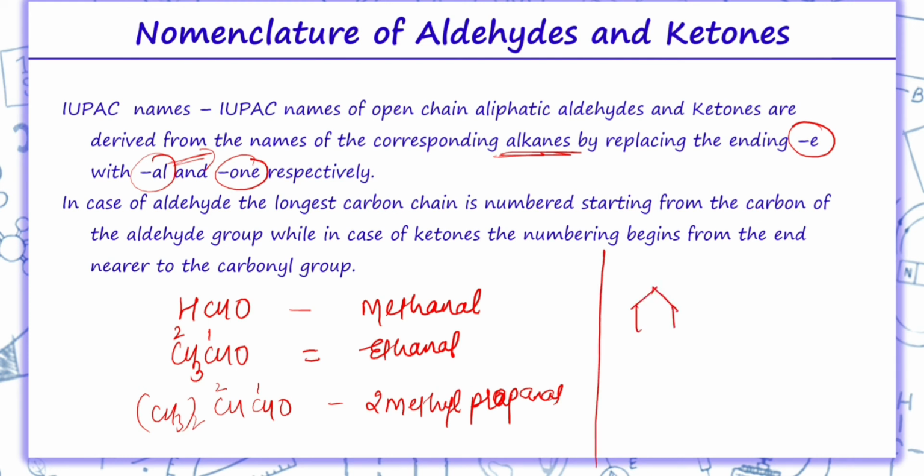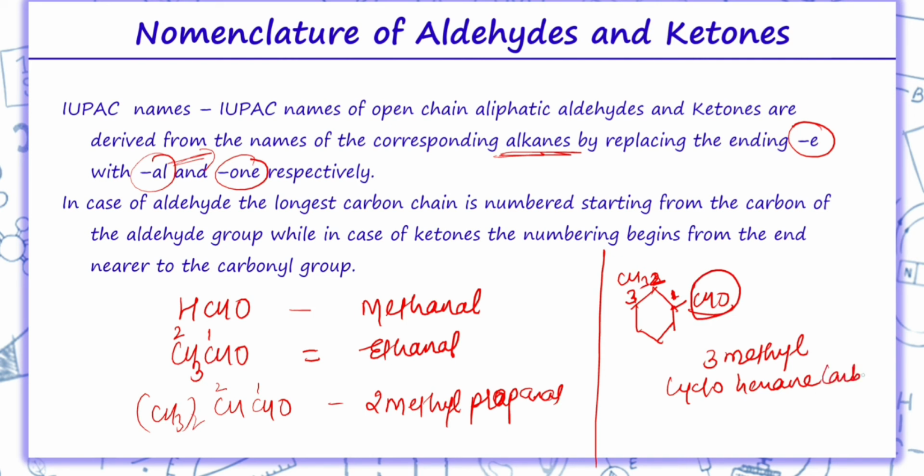Similarly, if we have cyclic structure, here CHO and here it is CH3. So we will count from here 1, 2, 3. So it is 3-methyl, since it is cyclic group, cyclohexane. Now, this CHO group is to be named cyclohexane carbaldehyde.